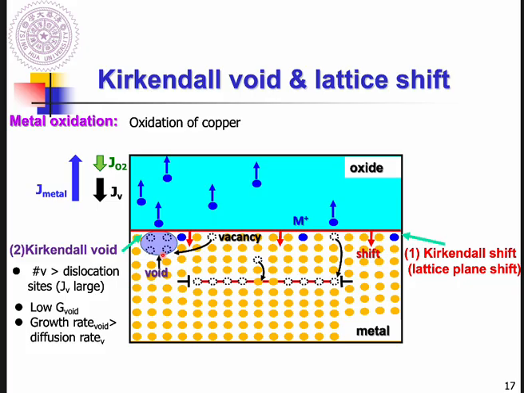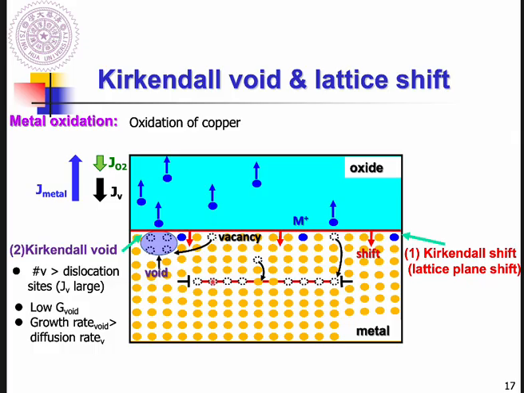Or the void formation energy is small, which means that it's easy to form the void. Or the growth rate of this void is much larger than the diffusion rate of this vacancy. Because the lattice plane shift actually is this location, the extra atom must be replaced by the vacancy, right? And how fast or how slow it will be depends on the diffusivity of this vacancy.